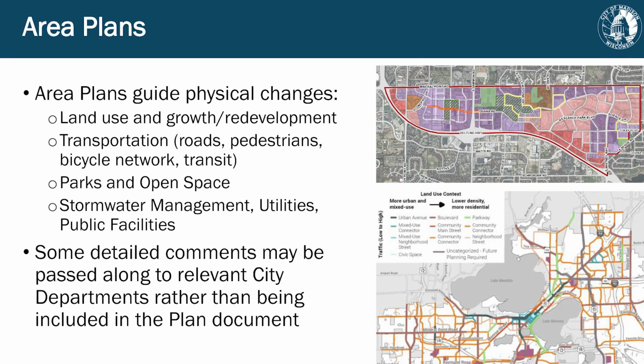So just continuing on to talk about area plans a little bit and what they will be covering. These area plans will guide physical changes, and this is at a little bit higher level of detail than the city's comprehensive plan, which is another planning document that I'll touch on a little bit. But area plans will really focus on guiding physical changes within this planning boundary, looking at land use and growth and redevelopment, transportation as far as roads, pedestrians, bicycle network, and transit to some extent, parks and open space as well, and then things like stormwater management, utilities, and public facilities.